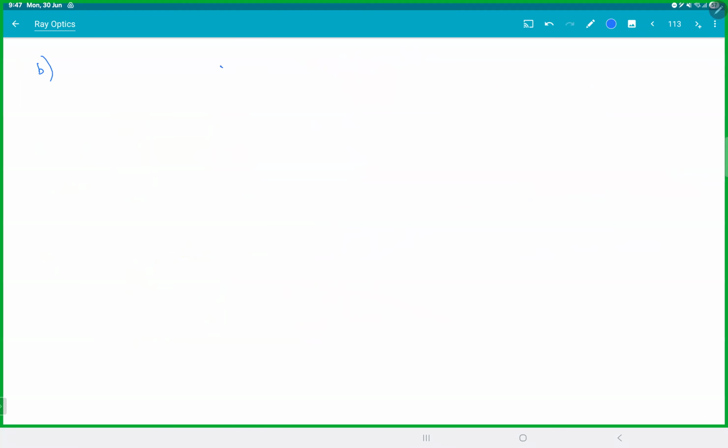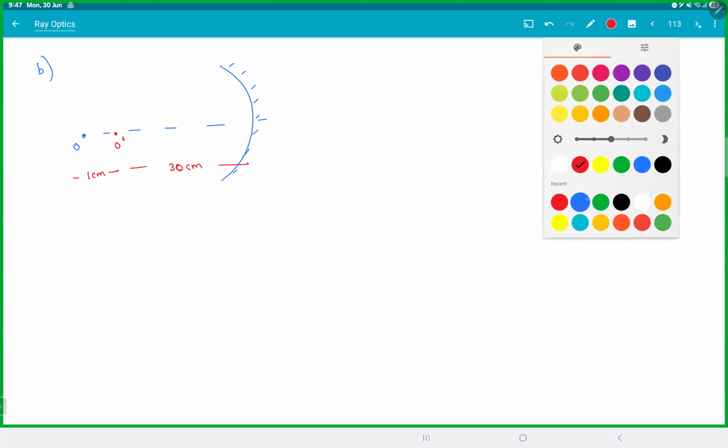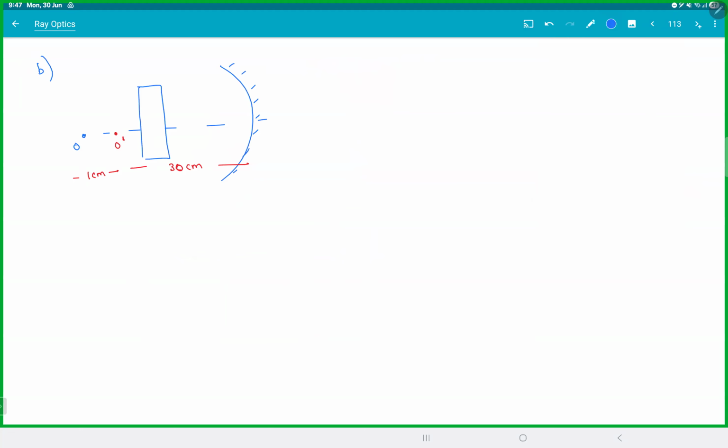So in B part, again, same story. If you ask the mirror, where is the object? So this is O, but the mirror will think O dash is the object. Again, remember the shift is 1 centimeter. So the mirror thinks the object is at 30 centimeters. Mirror doesn't know who is O dash. So this is what is actually happening. These light rays are going like this, and after refraction and everything, it feels as if they're coming from here. Something like this.